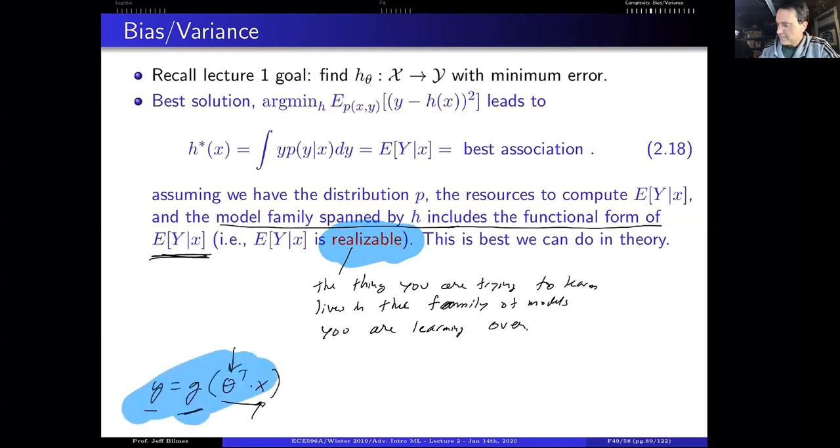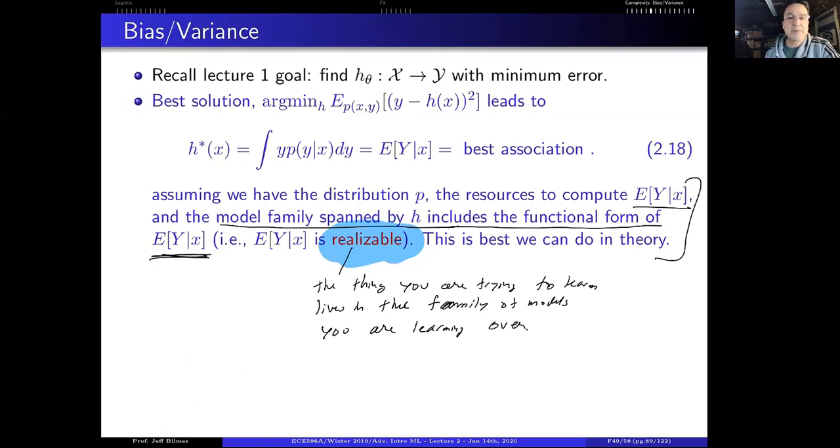But the main point is that none of these things are really true in practice. We don't have the distribution p, we don't have the resources to compute the conditional expectation, and most of the time what we're learning is not realizable. Meaning even if we're learning a linear model, it's not necessarily the case that there's truly a linear relationship between the x and y's. Why would we then use a linear model? Well, for a variety of reasons. It's fast, it's simple, it's easy to interpret, it doesn't have a lot of parameters, it doesn't require a lot of memory, and oftentimes it's good enough. It doesn't need to be perfectly accurate.